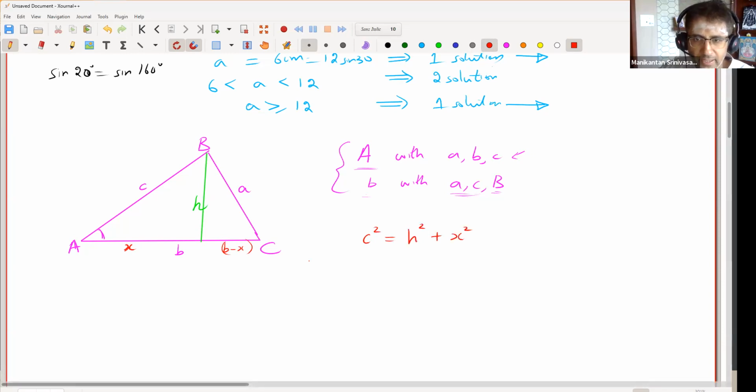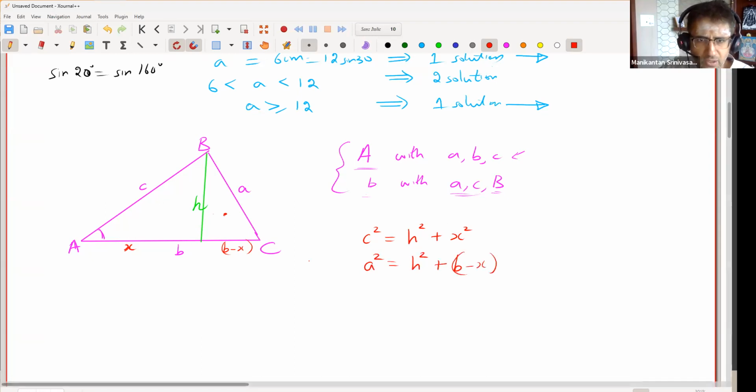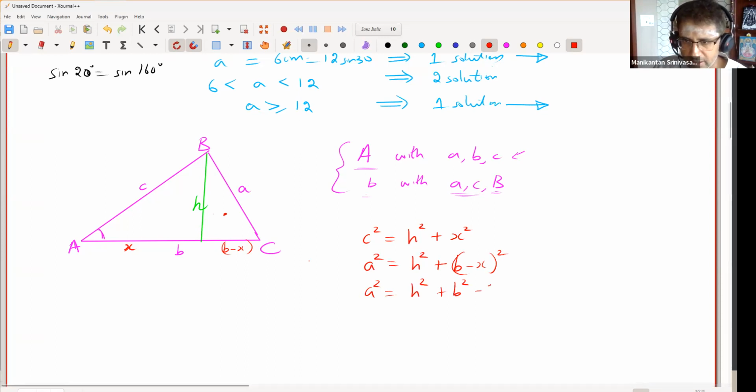Now in the right triangle, in the right hand side triangle, we have A square equal to H square plus B minus X whole square, right? And I can try and eliminate. So this is A square equal to H square plus B square minus 2BX plus X square.